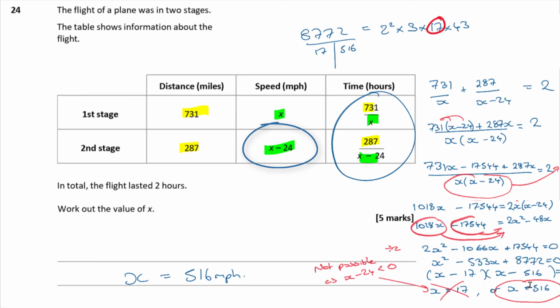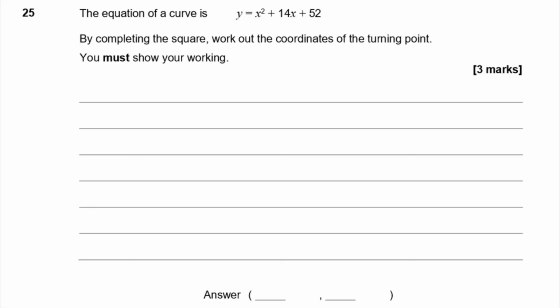That was quite hard work. Question 25. The equation of a curve is y is equal to x squared plus 14x plus 52. By completing the square, work out the coordinates of the turning point. You must show your working.